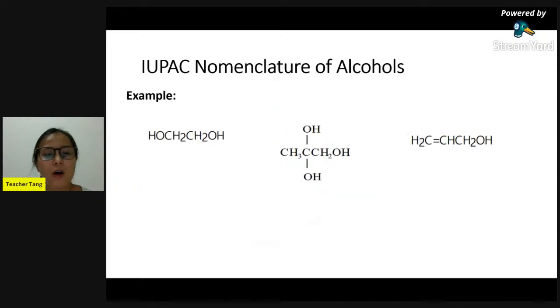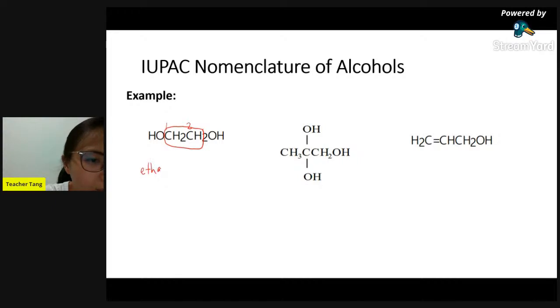So now we move on to look at how about when there are 2 hydroxyl groups. Again, find the longest continuous carbon chain with the carbons attached to the hydroxyl groups. So we have 2 carbons total, 1, 2. So how do we name this? This is ethane-1,2-diol, because the hydroxyl groups are attached to carbon number 1 and number 2. So ethane-1,2-diol.